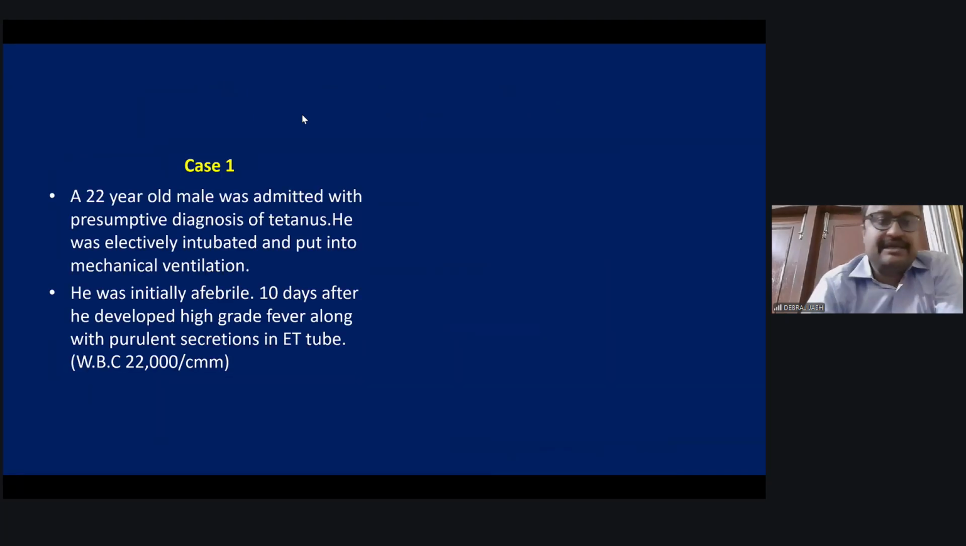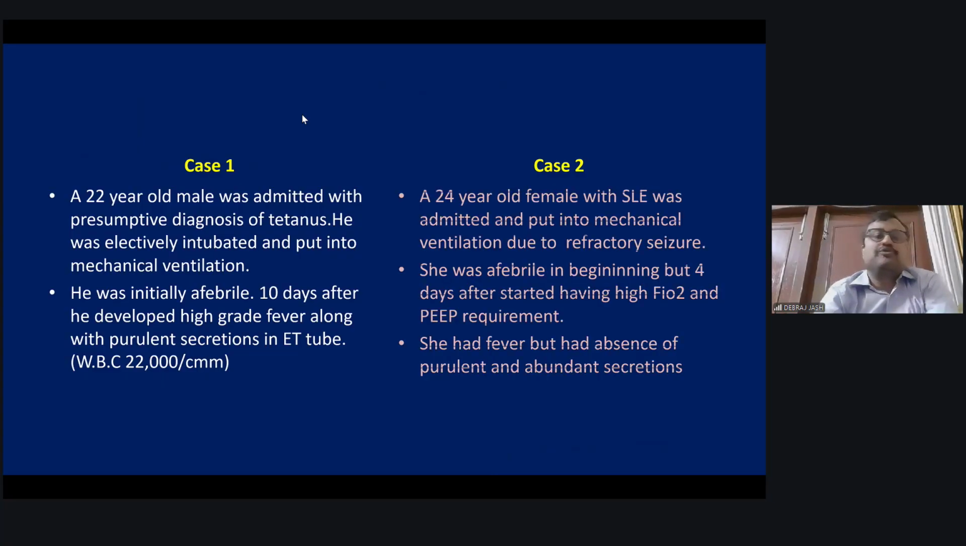So I will start with a case. This is a 22-year-old male who is just admitted with tetanus. He was put on ventilation, no kind of fever, all the counts were normal, just intubated because of tetanus. 10 days later, he started having high grade fever with purulent secretion coming out of the ET tube, WBC count of 22,000. And this is another patient, case 2, a 24-year-old female with SLE who was put on mechanical ventilation again due to airway protection because of seizure. She was afebrile in the beginning, but 4 days later on, she again started having high FiO2 and PEEP requirement.